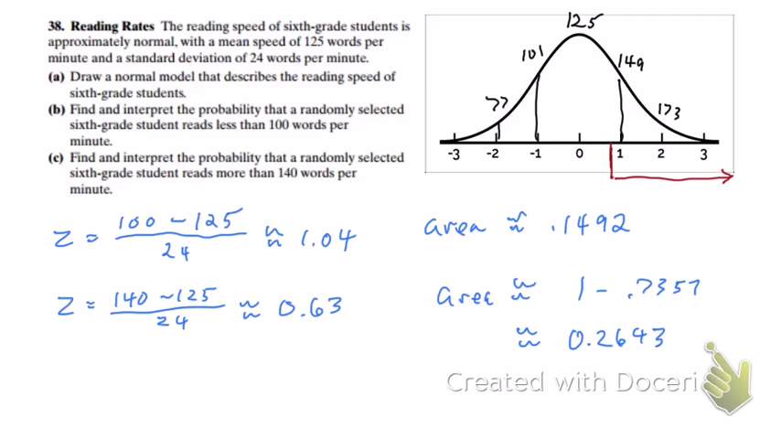Meaning what? If I pull a random kid's name out of a hat, the probability that he or she reads at 140 words per minute or more is about 26%. All right, another kind of problem.